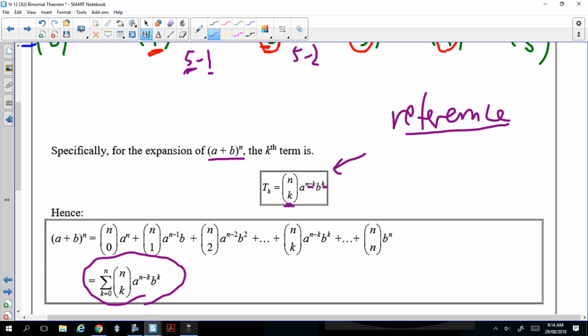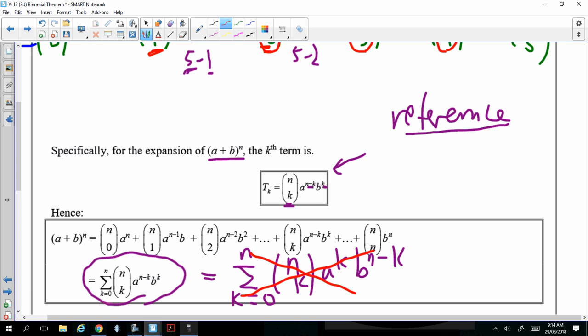Okay, use the second version, because on the reference sheet they write it like this. They write this as equal to kC0, and they interchange them. And k, they wrote a^k b^(n-k). I prefer you not to use the first version on the reference sheet. Just use that. Just make sure this k matches with this k.